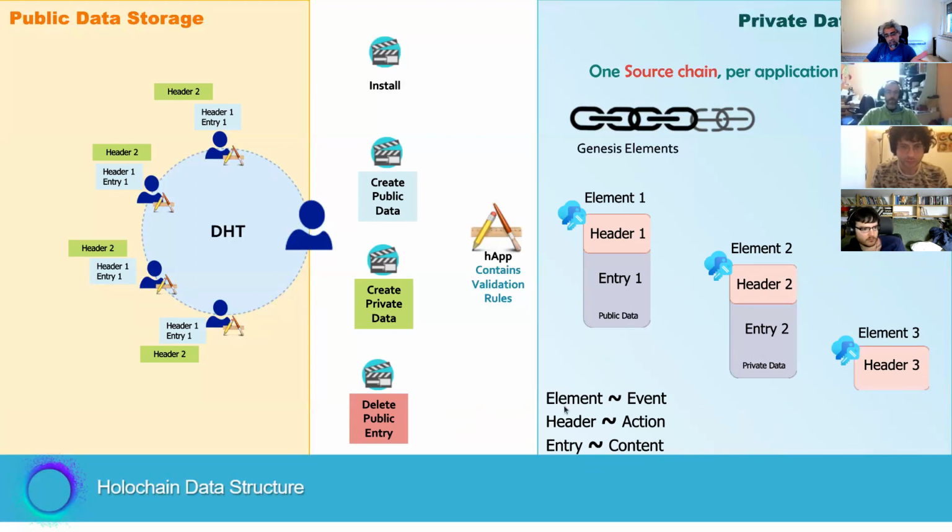Why? The element is there because one event happened. The header is there because one action is there. What is the action? Delete. But there is no content because you are not generating any content. You are asking the Holochain application, would you please delete this entry for me? You are actually sending the address of this entry with a delete action. It means you are not generating any content.